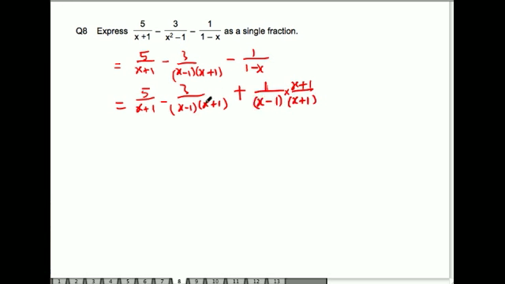Now these two fractions have the same denominator. And on this side, we are short of an x minus 1, so we multiply by x minus 1 over x minus 1. Now all the fractions have the same denominator, which is x minus 1 times x plus 1. And we put all the numerators over the same denominator.